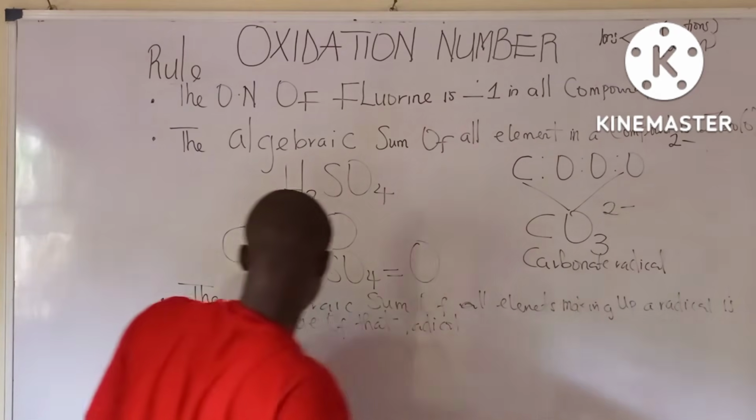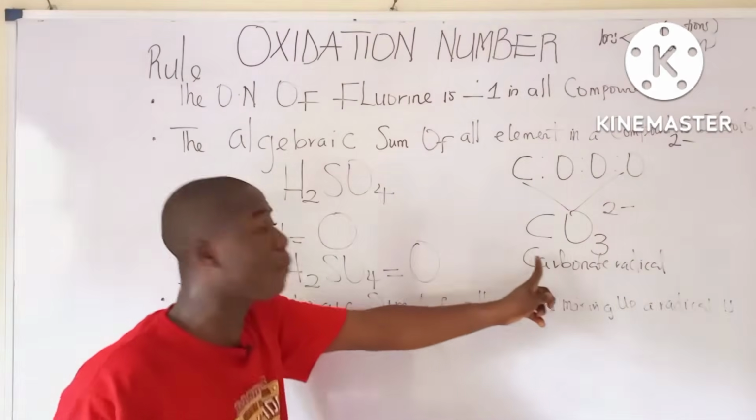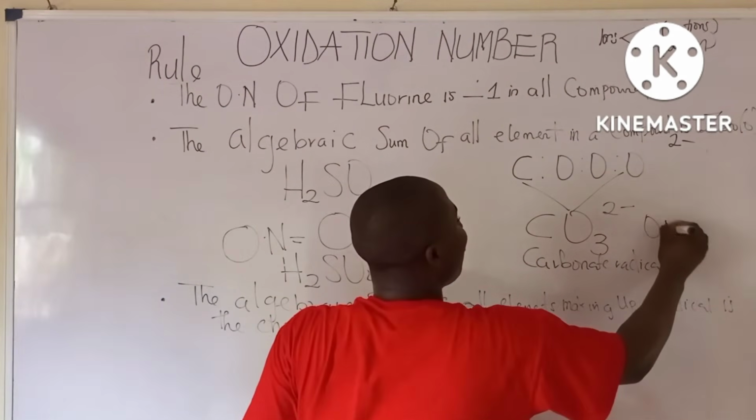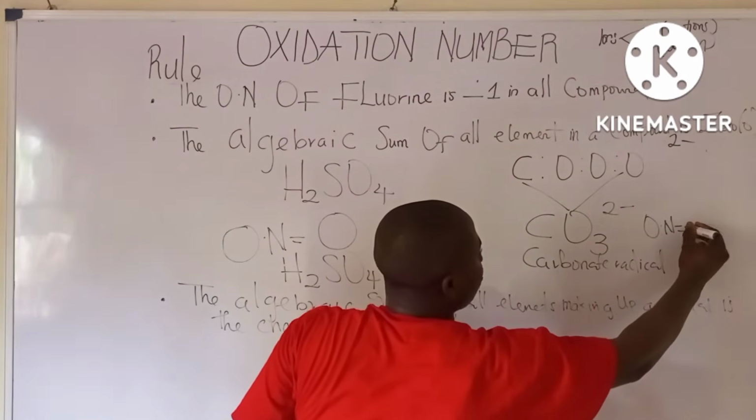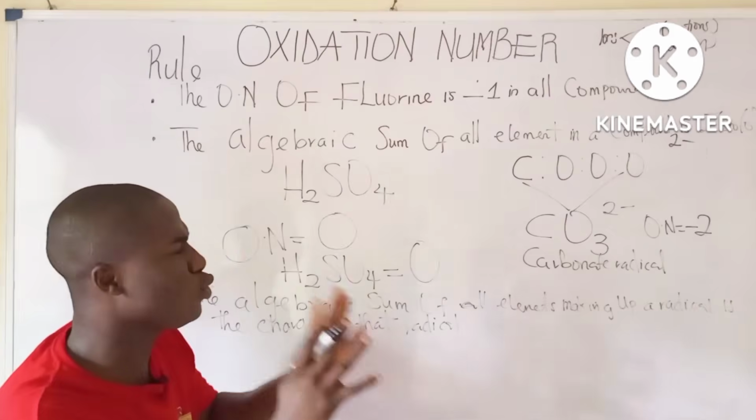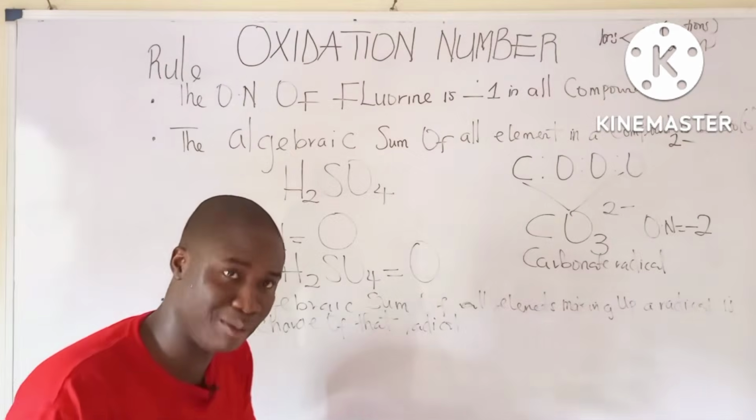So what am I trying to say? It means that the oxidation number of the algebraic sum of all elements making up a radical is the charge of that radical. So what is the oxidation number of this radical? It is the charge of the radical, which is -2. So the oxidation number becomes -2. That is how it is done. You have to take note of these last two important rules. They are very, very important.